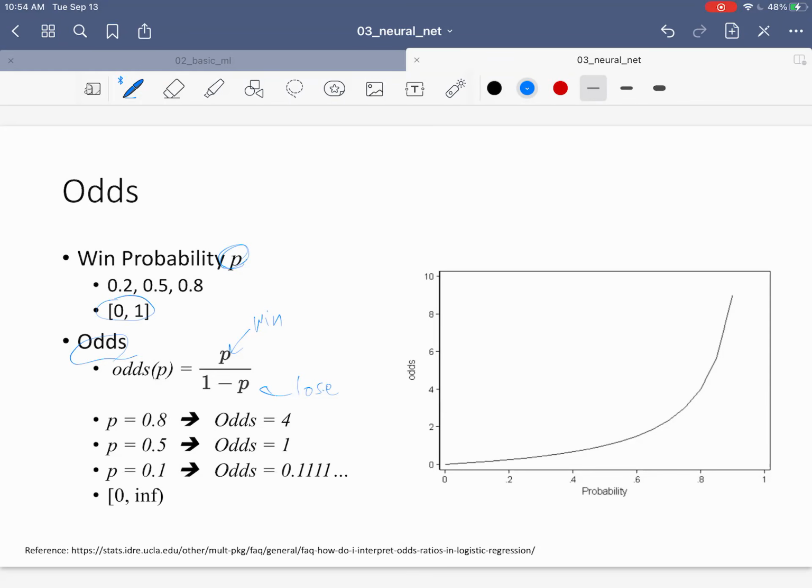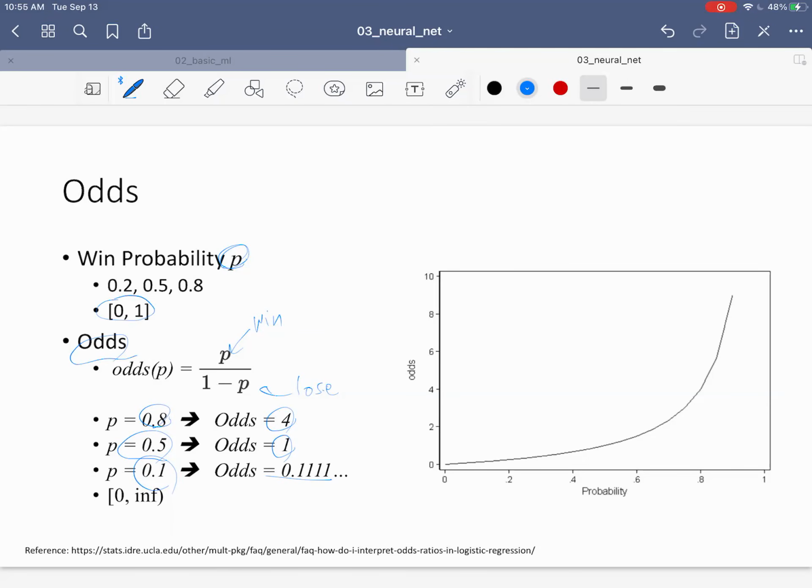So if your win probability is 0.8, then your odds of winning would be 4. So you are 4 times more likely to win than to lose. If your win probability is 0.5, then your winning odds would be 1. So it's a 1-to-1 ratio. It's 50-50 basically, a 1-to-1 chance of you winning or you losing. And if you have a win probability of 0.1, then you're this much likely to win compared to losing. So it's 1 versus 9.